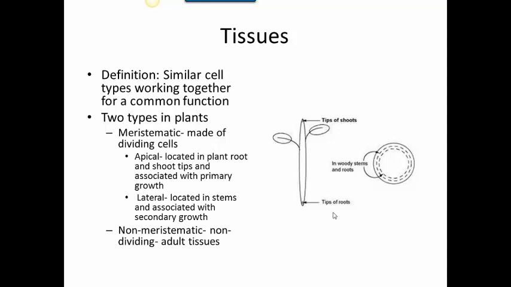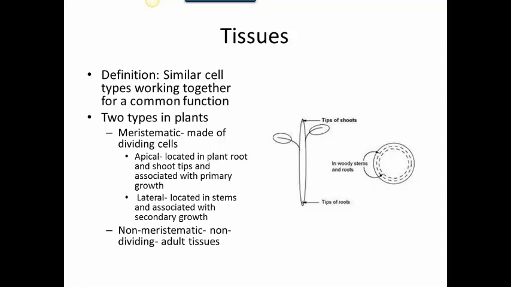So plants have tissues too. There are 2 different types of plant tissues. The tissues are either baby tissues or meristematic tissues, or they're non-meristematic or adult tissues. The meristematic tissues are made of dividing cells.